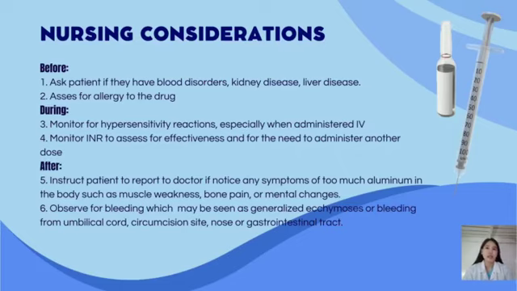After that, we should instruct the patient to report to the doctor if they notice any symptoms of too much aluminum in the body, such as muscle weakness, bone pain, or mental changes. We should also observe for bleeding, which may be seen as generalized ecchymosis or bleeding from umbilical cord, since the patient is positive for ecchymosis, circumcision site, or nose, or GI tract. So that would be all for the drug study of the patient in accordance to her diagnosis.